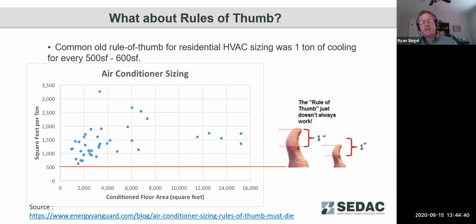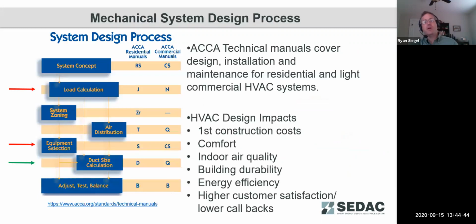So that's something that as we touch on some of these, as far as the energy code requiring you to do your manual J load calculation or an approved equivalent.